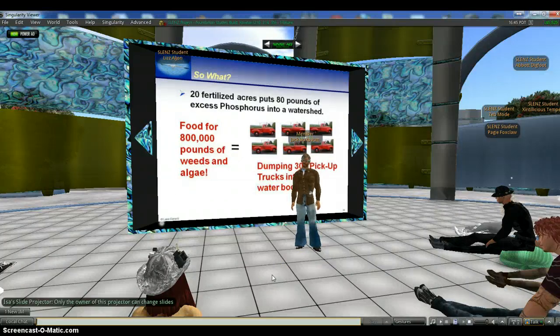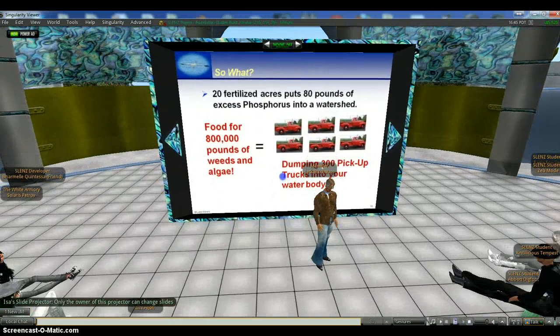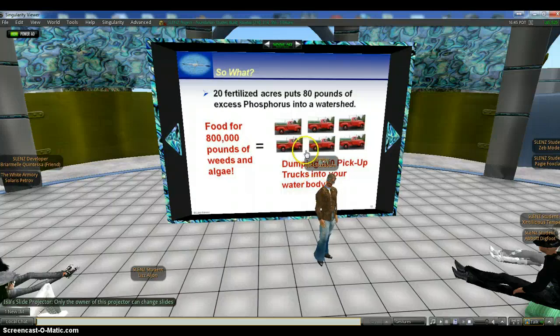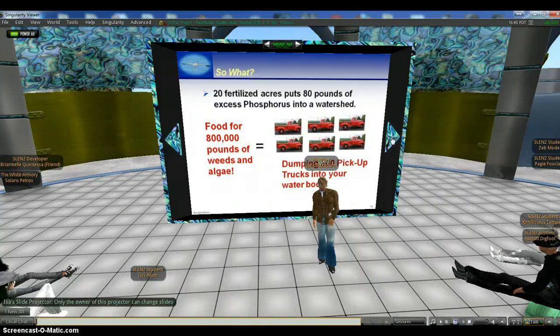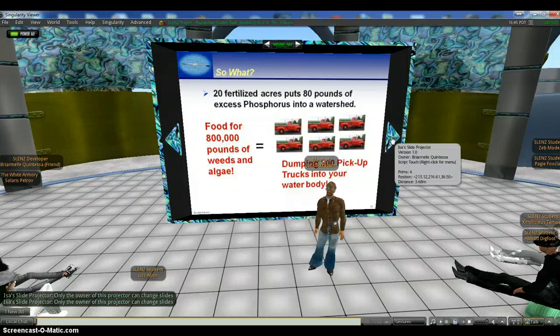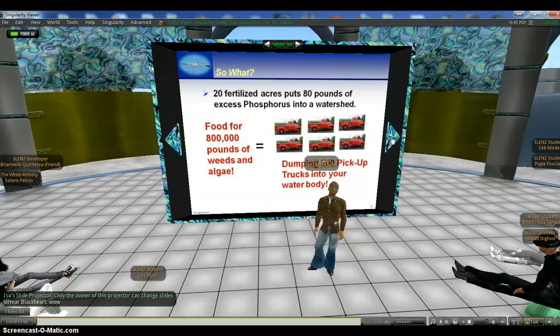20 fertilized acres puts 80 pounds of excess phosphorus into a watershed. It's like dumping 300 pickup trucks into your water body. That's how much the weeds and algae would weigh: 800,000 pounds of weeds and algae. It's like dumping 300 pickup trucks in your water body. That's just 20 fertilized acres. Or hectares. You have hectares over there, right? Yeah, in acres. Okay. So you're hooking up what that means, right?